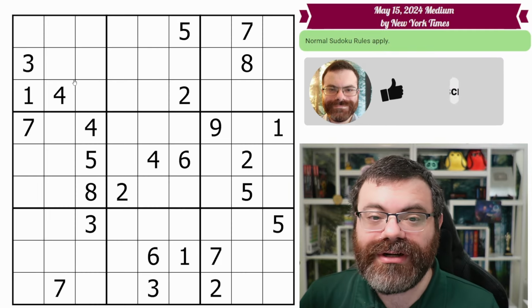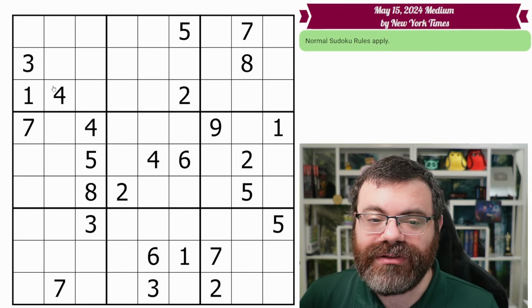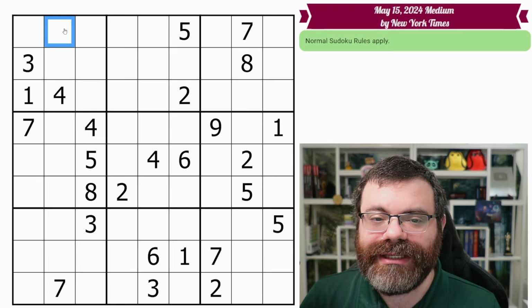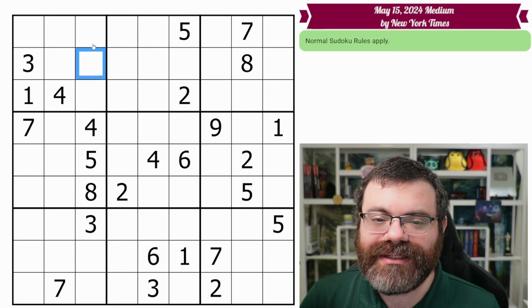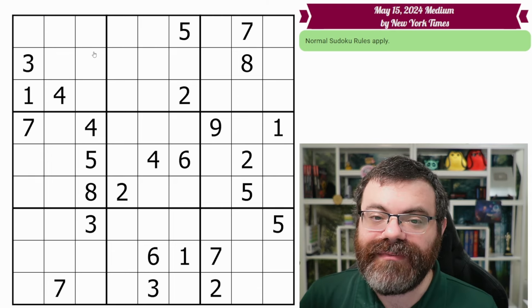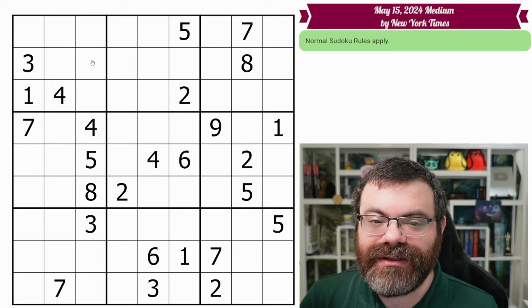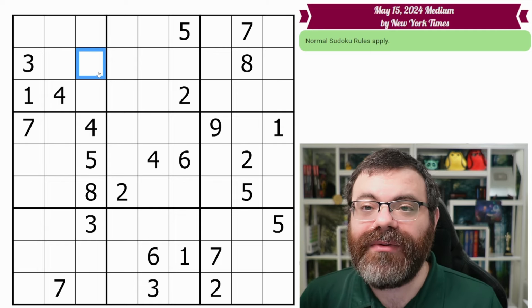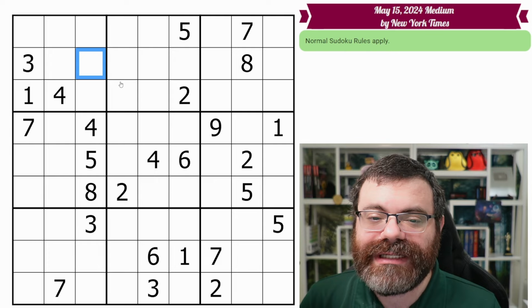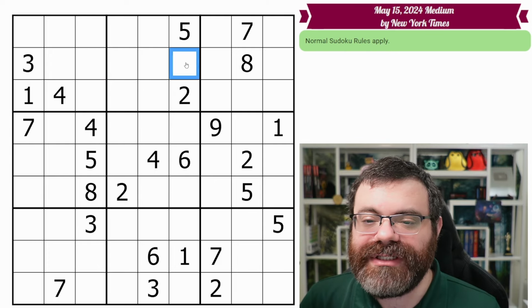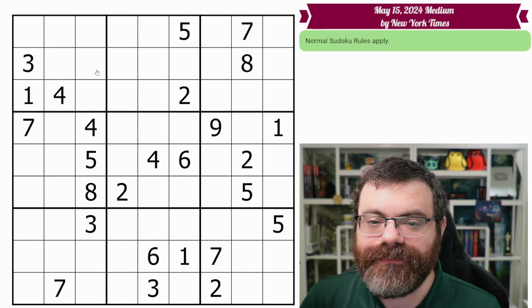All right, before we get started though, I do want to go over some terminology here just so we're on the same page. Each of these is a cell. There's 81 of them in the grid. It's a 9x9 grid of cells. And at the end of the puzzle, each cell will have exactly one digit in it from 1 to 9. So we have to fill every single cell with a digit from 1 to 9.